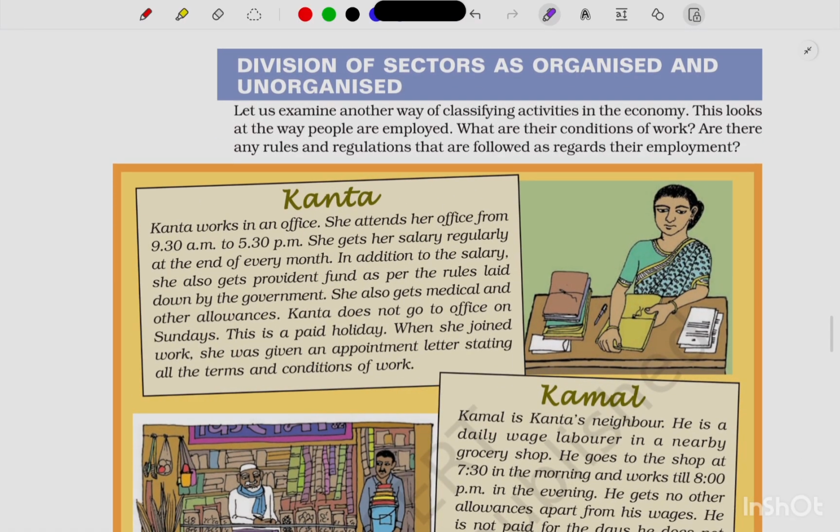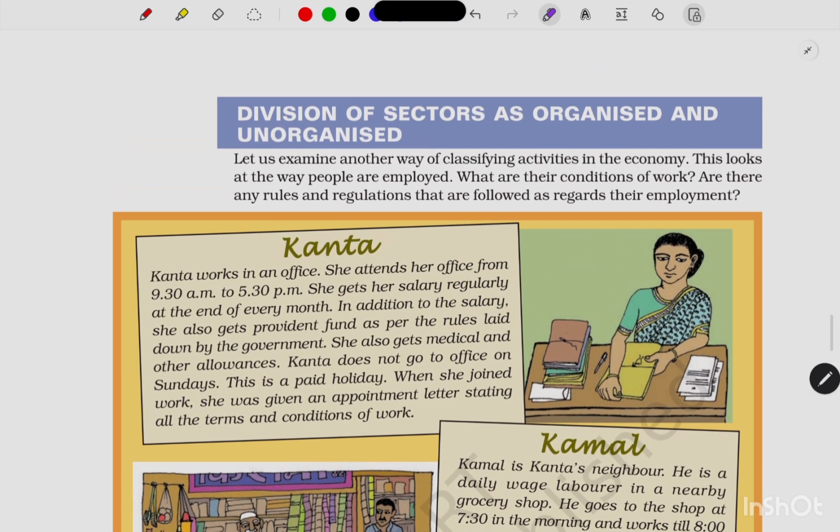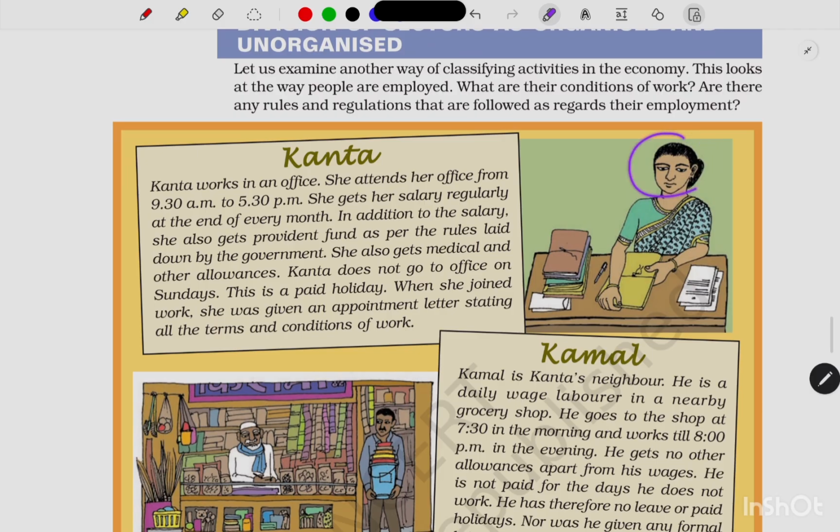Division of sectors as organized and unorganized. Sectors being divided as organized and unorganized is pretty simple to understand. So this is Kanta and she's looking pretty sad. Kanta works in an office.